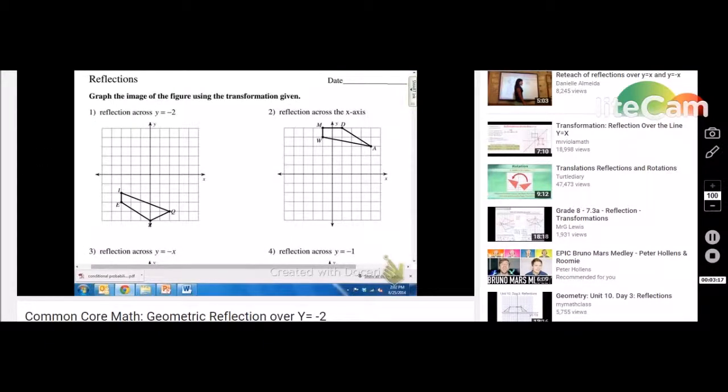All right, so we're looking at number 1 here on this worksheet, and the directions say reflection across y equals -2. So we've done examples of reflecting over the x-axis and the y-axis, which are easy to find, but y equals -2. So this line exists not on one of the axes, but somewhere on the graph. Here's the way I like to think about it.